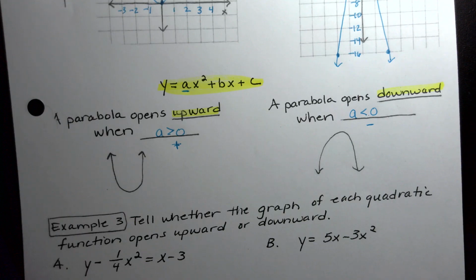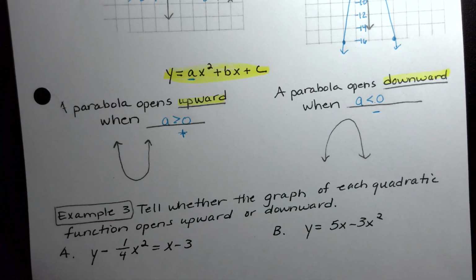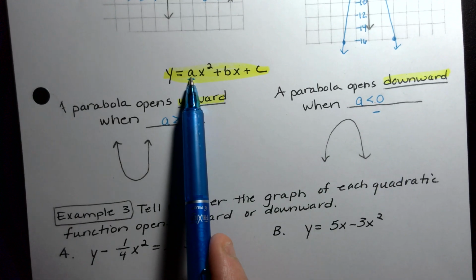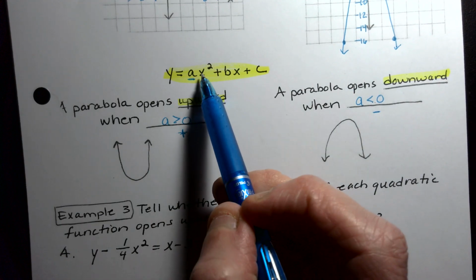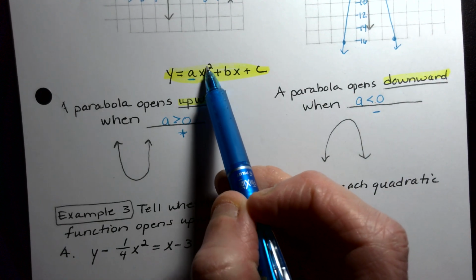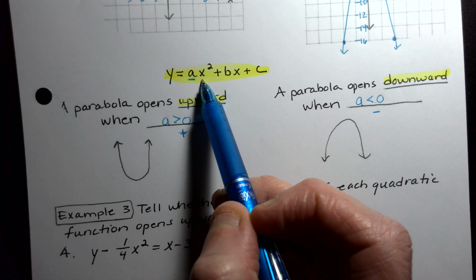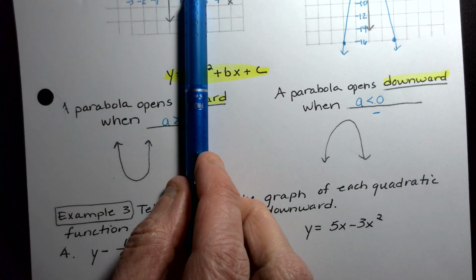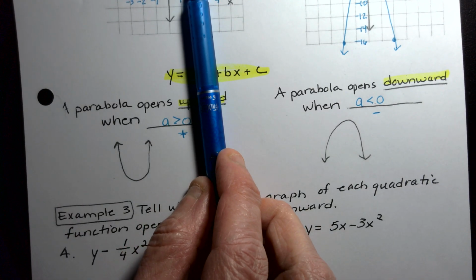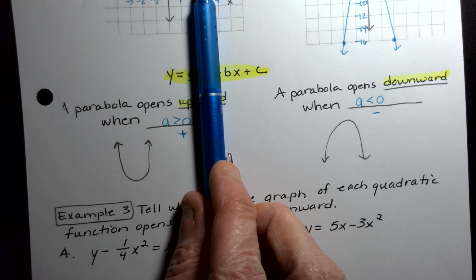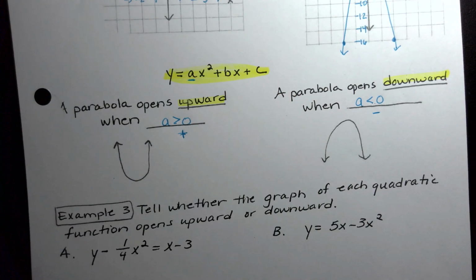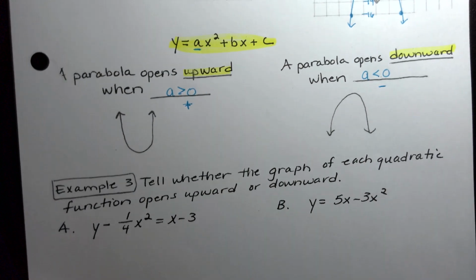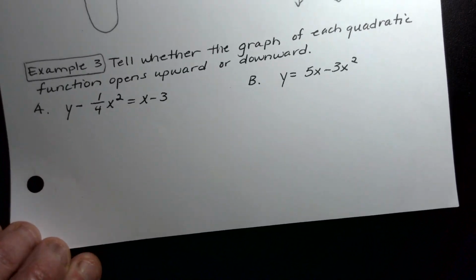That number's not there. We've got every other number in the real world except for 0. Why wouldn't they have included 0 here? What happens if that's 0? Well, it doesn't matter what this is. What's 0 times anything? 0. So that drops out, and you're left with y equals bx plus c. You're back to having just a line. You've lost your x squared term. So that's why we don't include that, because you can't have a quadratic and have the a be 0.